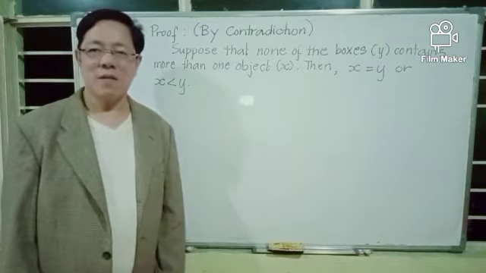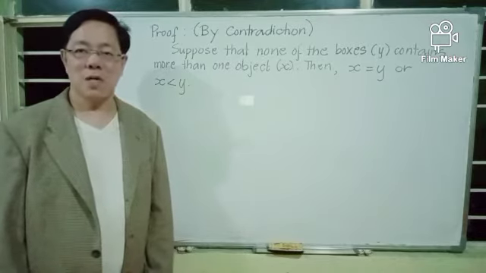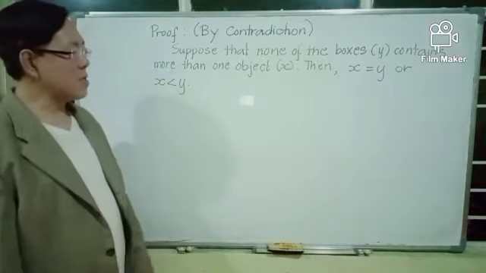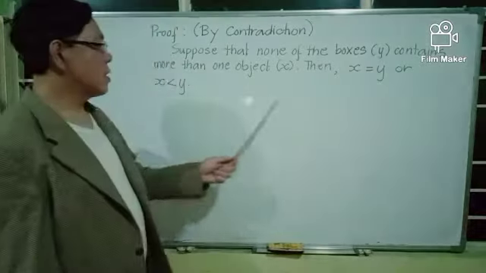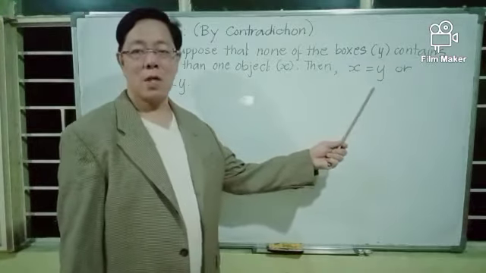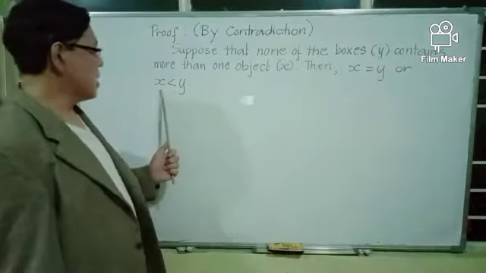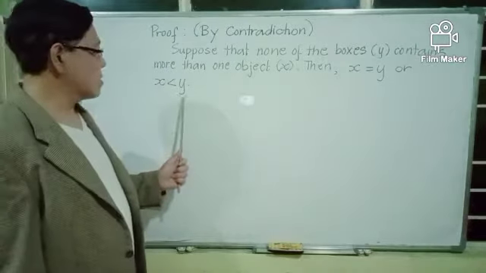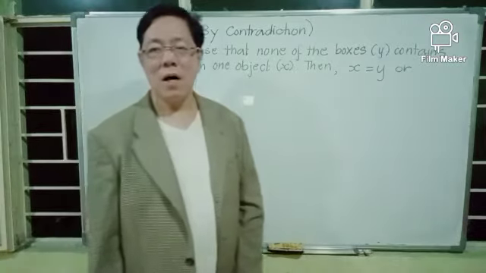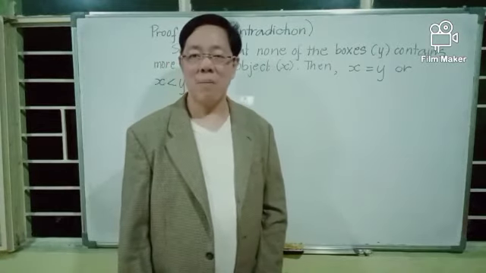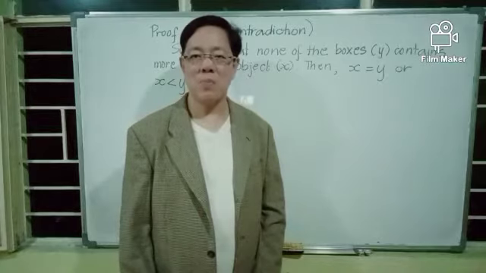And none of the boxes contains more than one object. But consider this: x equals y, the number of objects is equal to the number of boxes, or the number of objects is less than the number of boxes. These two are a contradiction of the premise of the pigeonhole principle.